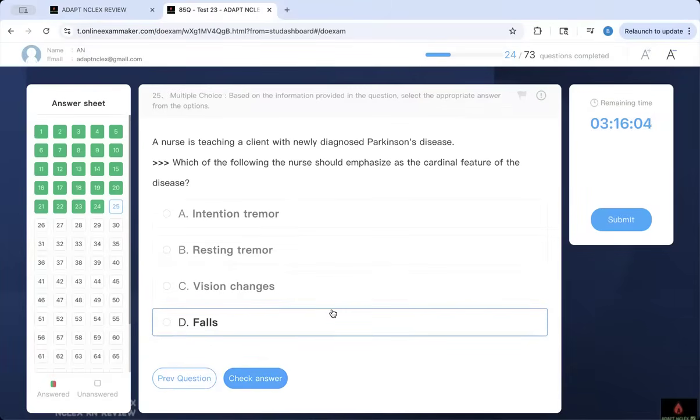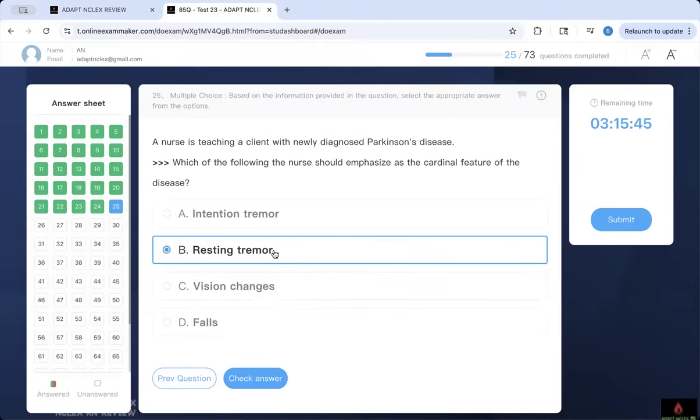The nurse is teaching a client with newly diagnosed Parkinson's disease. Which of the following should the nurse recognize as the cardinal feature of the disease? What is consistent with Parkinson's? What is the number one thing? Is it intentional tremor, resting tremor, vision changes, or falls? You pick your answer.